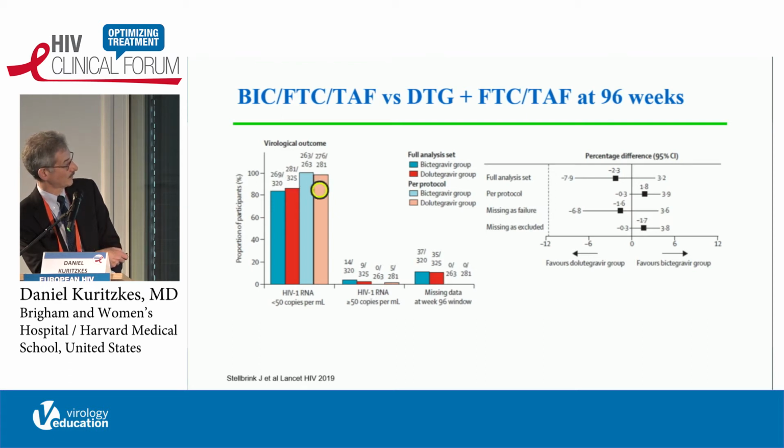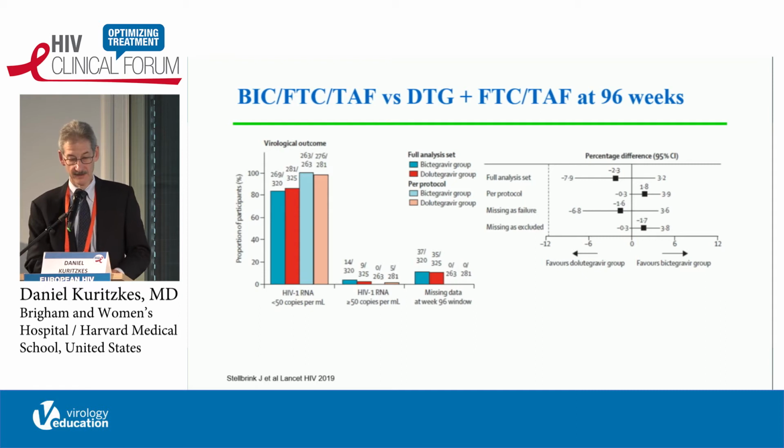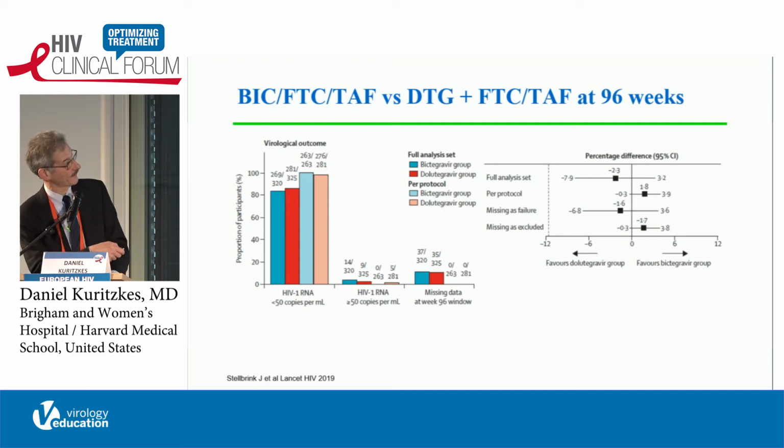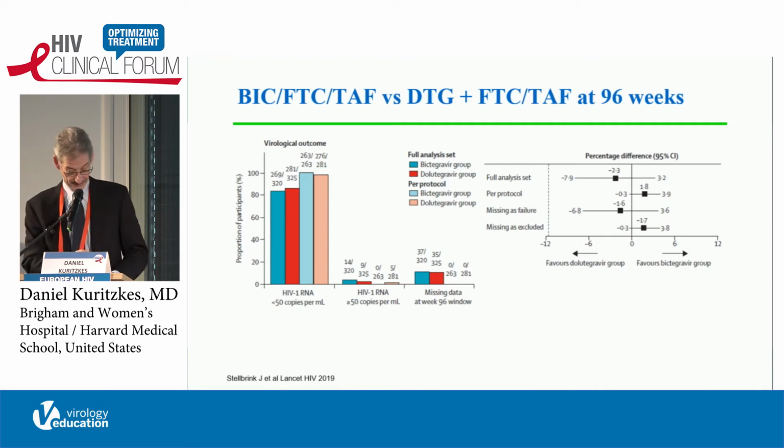Once more, the majority of the participants who are not counted as suppressed have missing data. Very small numbers of people had protocol-defined virologic failure. Once again, in the full data set, the study meets the non-inferiority endpoint, and the lighter colored bars are the per protocol analysis, and these are, again, the 96-week data.